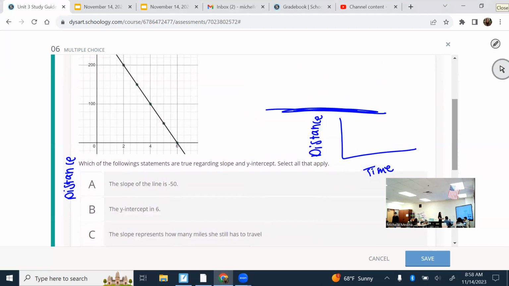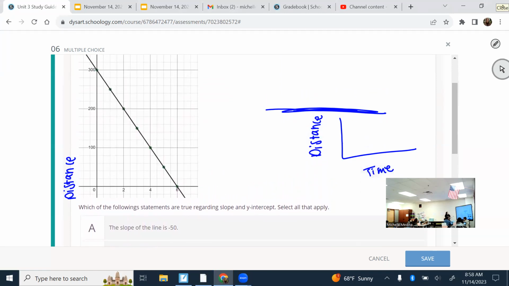So the slope of the line is -50. So you have to calculate the slope. In this one, you can actually see some of the points really clearly. So I would pick maybe like these and connect them, pretend that's connected to this one. What's my rise going from 200 to 100?